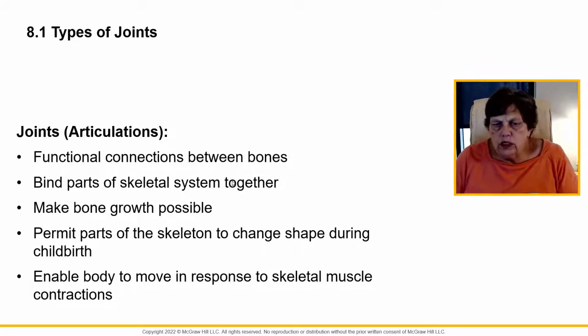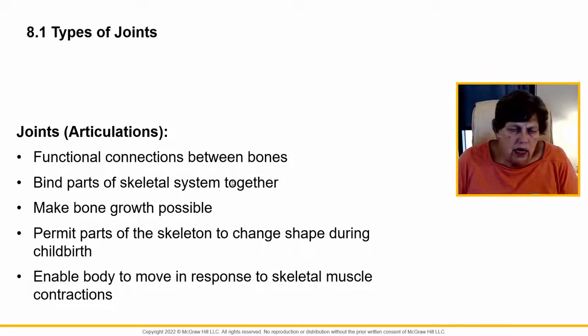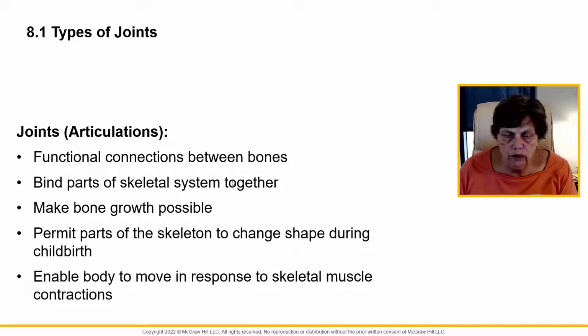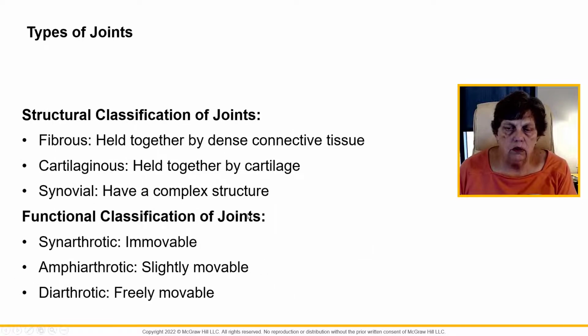These joints bind the skeletal system together. It makes it possible for the bones to grow. It permits part of the skeleton to change shape. We'll talk about during childbirth, that pubic symphysis. And it allows us to move in response to what the skeletal muscles are doing.